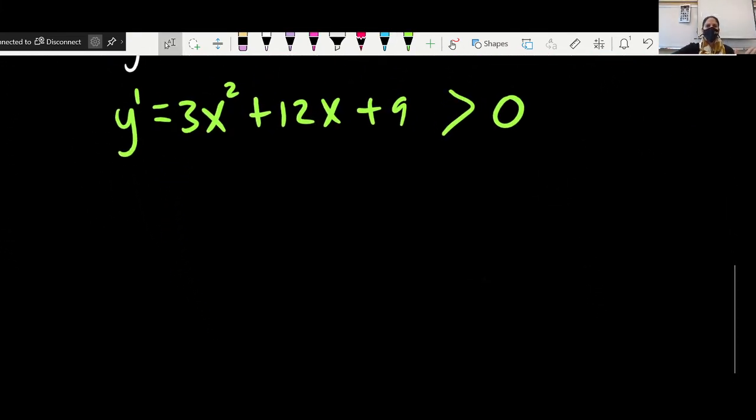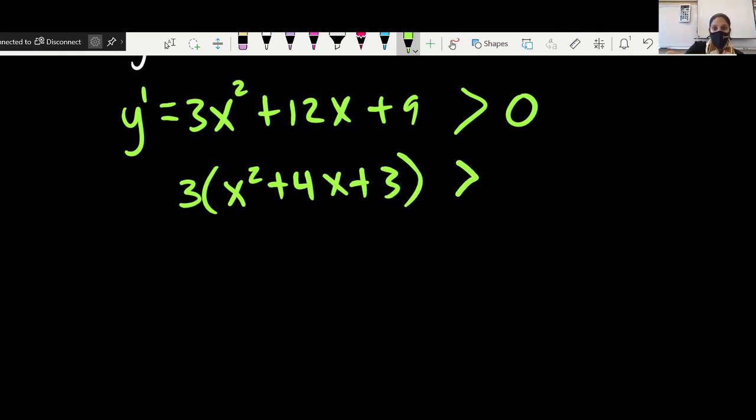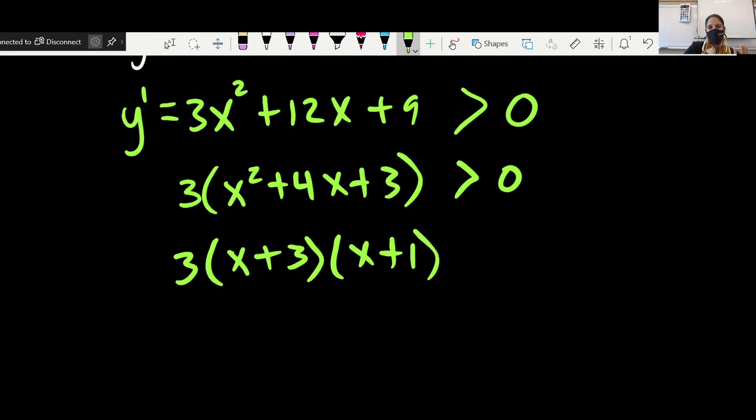But I do, again, want to factor this, so I can break it down into its different intervals or sections on that number line as we were looking at it. So it's probably a good idea for us to start factoring this as well. So I can factor out the 3, x squared plus 4x plus 3. I want to know where that's greater than 0. And then I can even take it a step further. I have a trinomial in here. So we can see something that multiplies to 3 and adds to 4. We have x plus 3, and we have x plus 1.